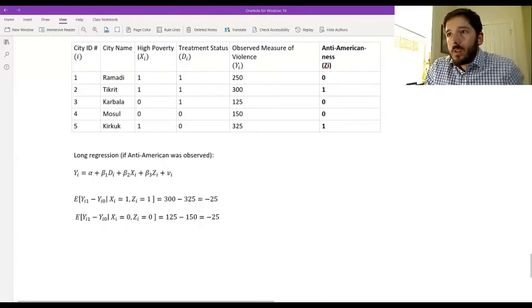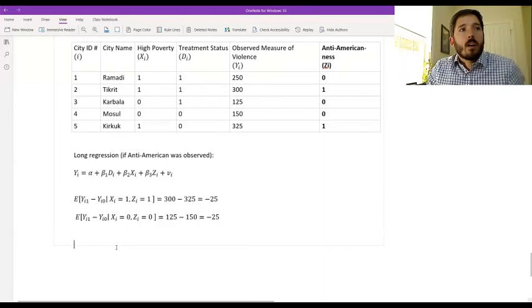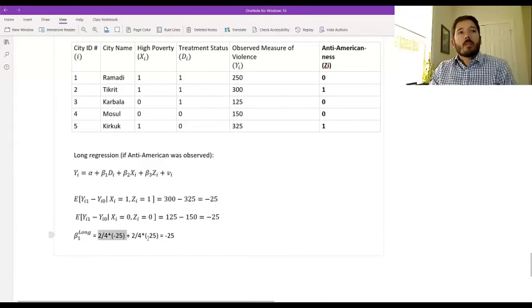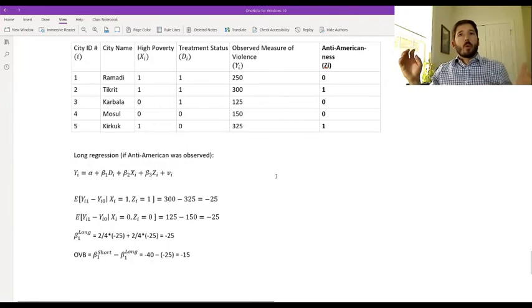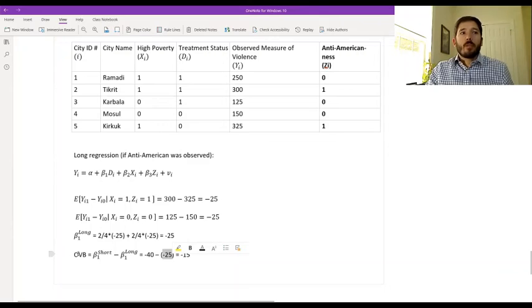So, same idea as before. We take the weighted average of these two estimates, which is a simple thing to do in this case, and we get minus 25. Before we were getting minus 40, and now we're getting minus 25. So the omitted variable bias, the bias in our original estimate from not including this very important variable, is minus 15. We were overestimating the crime reduction from this program.